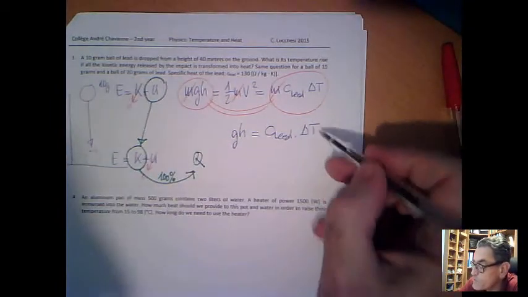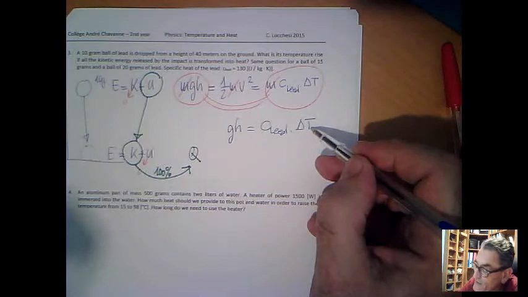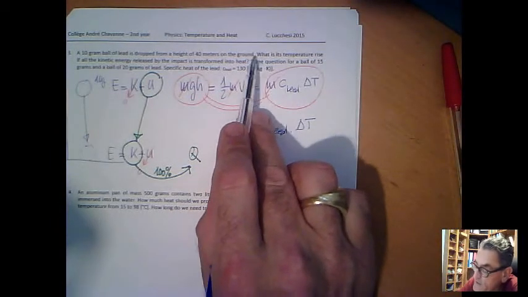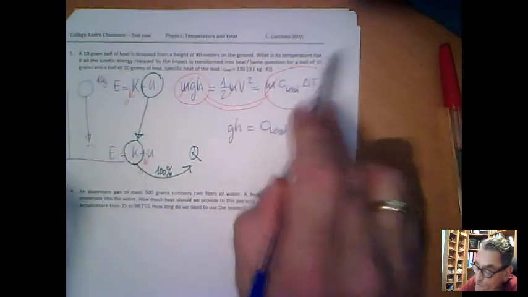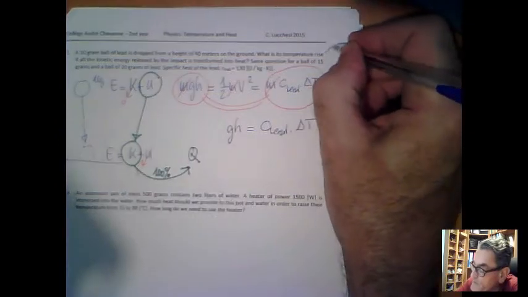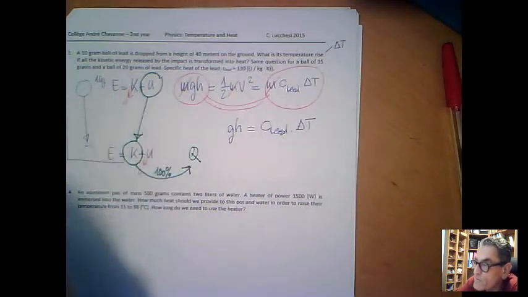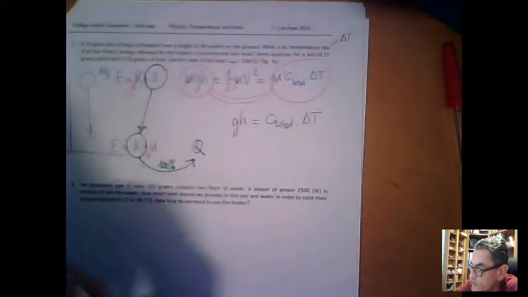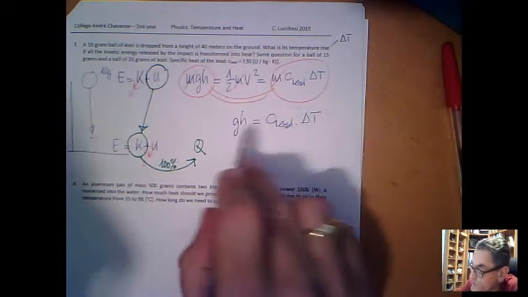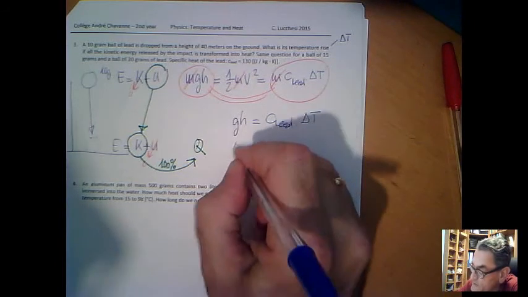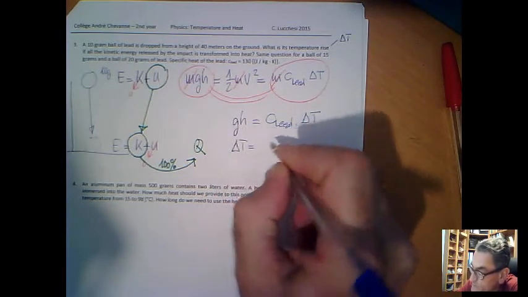And what I want to know is the temperature increase. Okay? Here it says what is the temperature rise. So this is the delta T. I don't have an initial temperature or a final temperature. I just know the temperature increase, which is given by this. And now I can compute it.